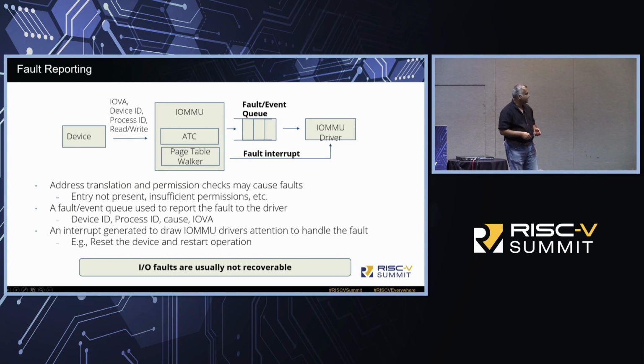The driver can then read the fault record and determine how to handle it. One thing to call out is, unlike CPU faults, where a page fault is recoverable because you can restart the instruction, in the case of I/O there's no concept of restarting the instruction. It's like an arrow that's been fired. It's reached the IOMMU. The IOMMU cannot hold on to it while software fixes it up. So I/O faults are usually not recoverable, which is also not nice. So how do we fix that?